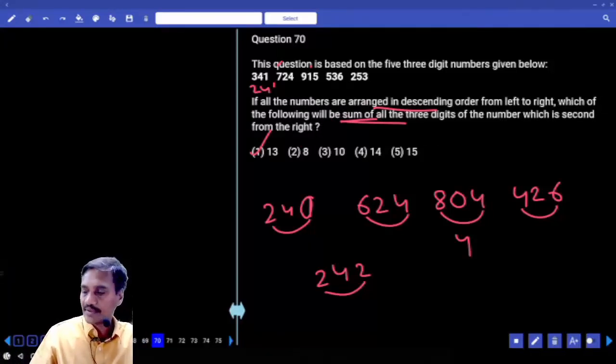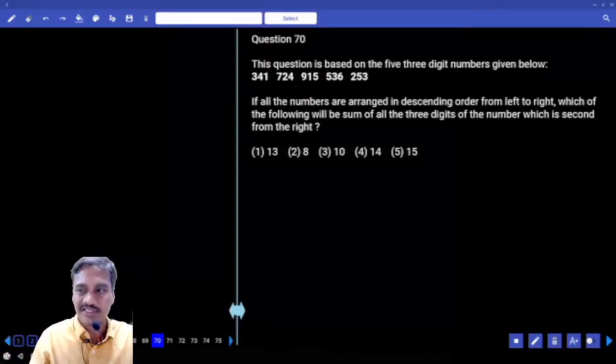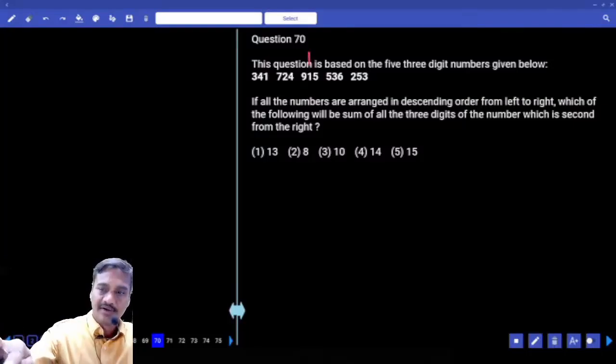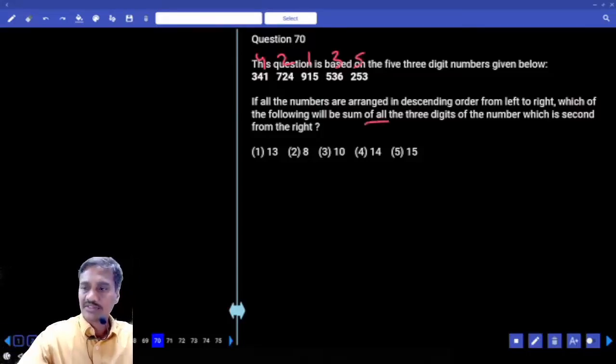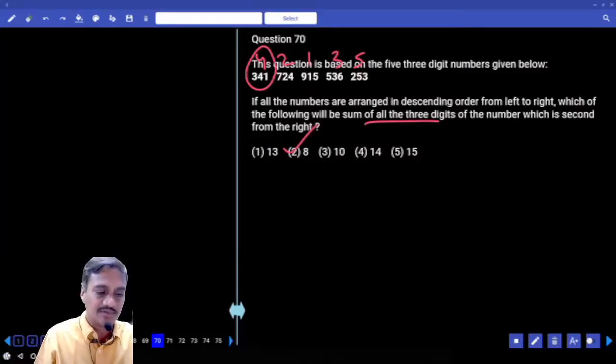Then 70. Now if all the numbers are arranged in descending order from left to right, which of the following will be the sum of all the 3 digits of the number which is second from the right? Now the numbers are arranged in the descending order. Hence the first one will be the highest number, 915. Next one, this is 2, and this is 3, and this is 4, and this would be 5. And the sum of all the 3 digits of the number which is second from the right, 341. And what is the sum here? 3 plus 4 plus 1, that is 8, choice 2, question number 70.